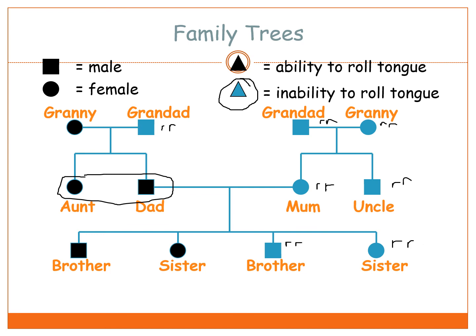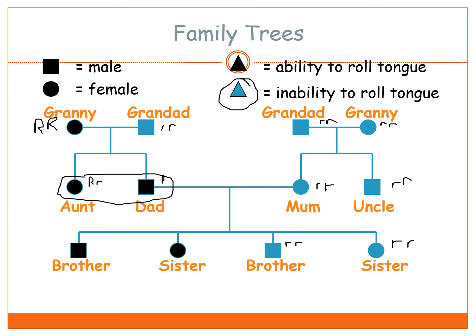Now, because there's 100% big R, small r down here, then granny must be big R because it's not 50-50. And then if you crossed your big R and your little r, you would get big R, little r, big R, little r, big R, little r, big R, little r.